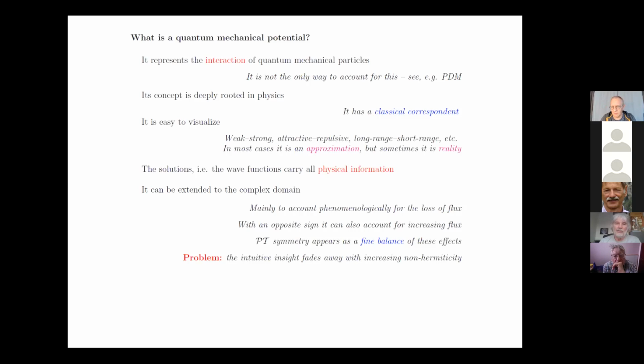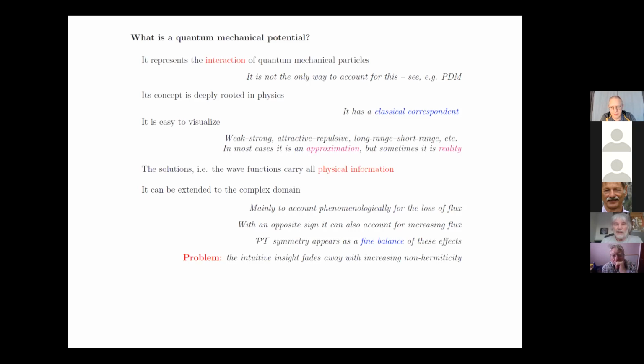So when we are talking about the quantum mechanical potential, we are talking almost at the same time about a similar potential on a classical level, and we understand how it works. It's easy to visualize. If you look at a potential curve, you can decide immediately whether it's weak or strong, short range, long range, attractive, repulsive. A lot of things can be figured out from the looks of the potential. Sometimes it is an approximation of the real situation, sometimes it is more or less reality. So it's a good tool to handle quantum mechanics, and the solutions will carry all the physical information we need.